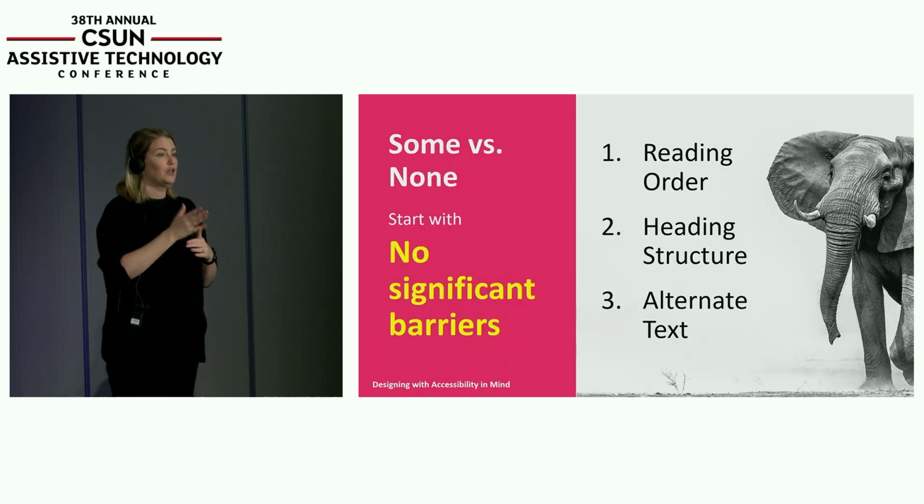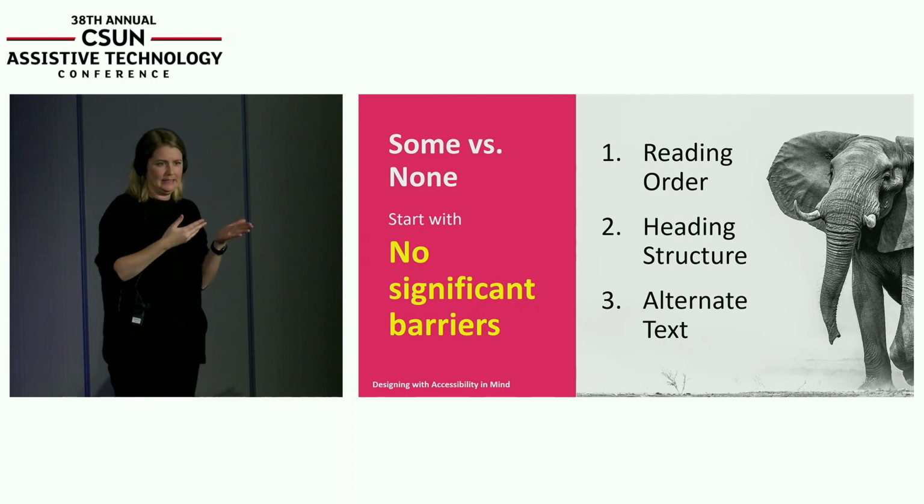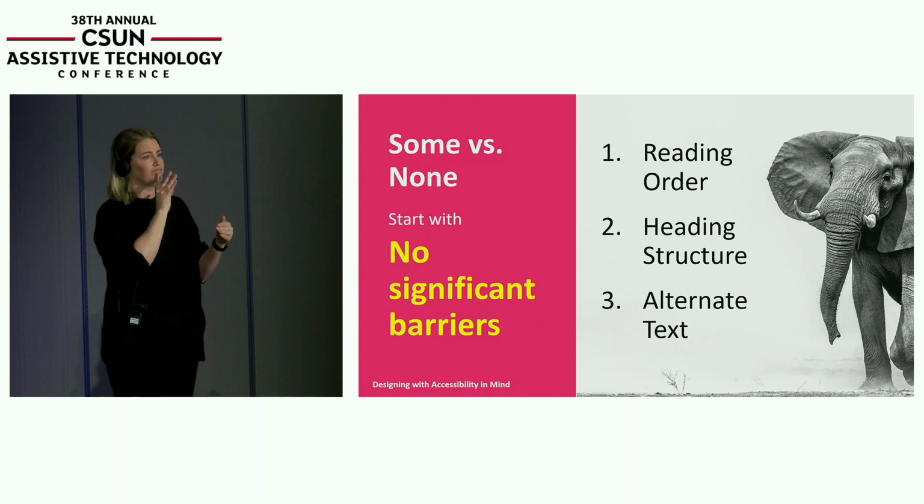So some accessibility is better than none. And I talked about no significant barriers. But what does that really mean? It means that I have a reading order, that as you go through the items in the document, they are read in the order that makes the most sense.